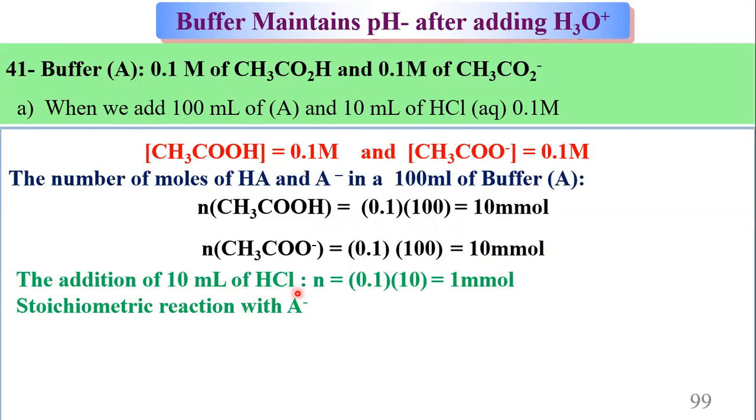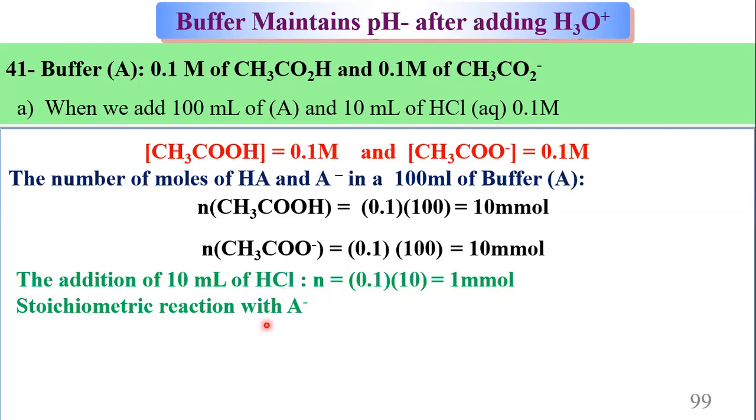How much acid are we adding? We're adding 10 milliliters of a 0.1 molar acid. So if I take the concentration times the volume, again in milliliters, the number of moles of the acid which I'm adding is 1 millimole. Again, you all already know that HCl is a strong acid. In other words, it's simply H3O plus in solution with Cl minus as a spectator.